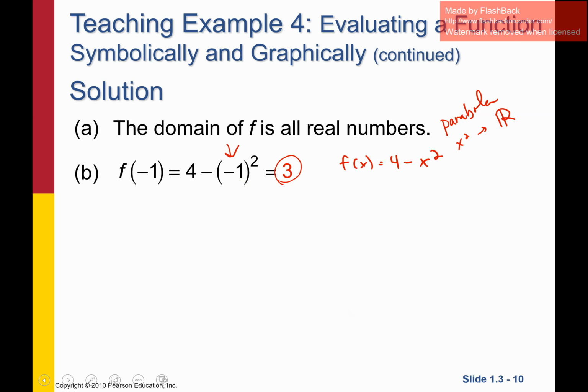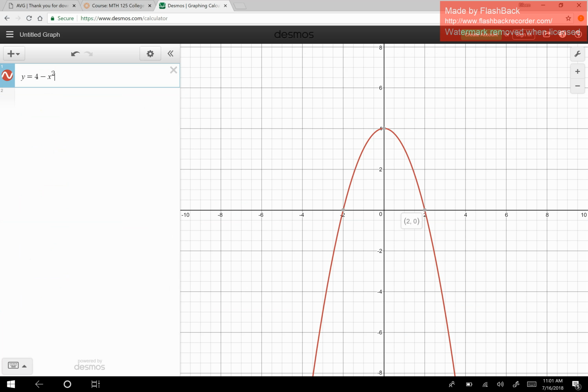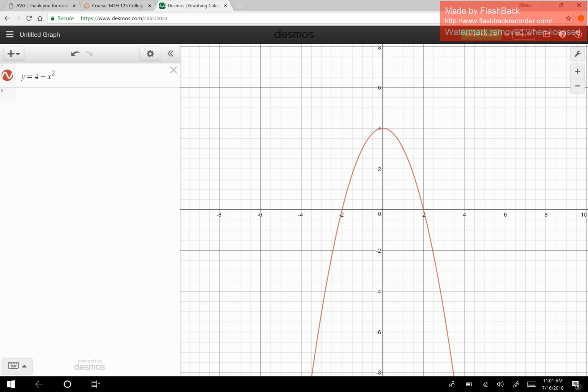So now we're going to actually get out of the graph again, and we're going to go look at our function, and we're going to find f of -1. So I think that's this guy right here.